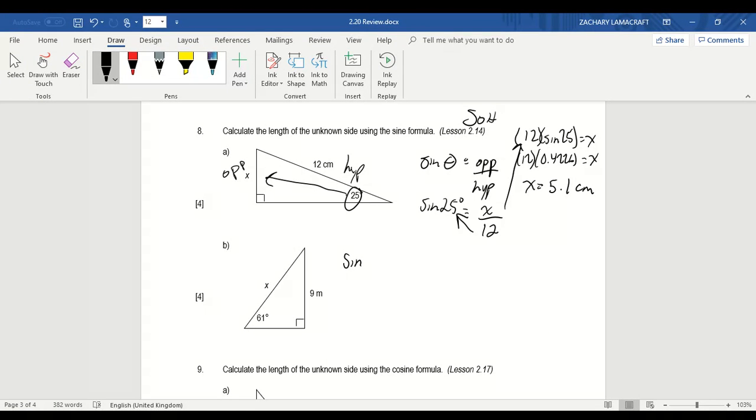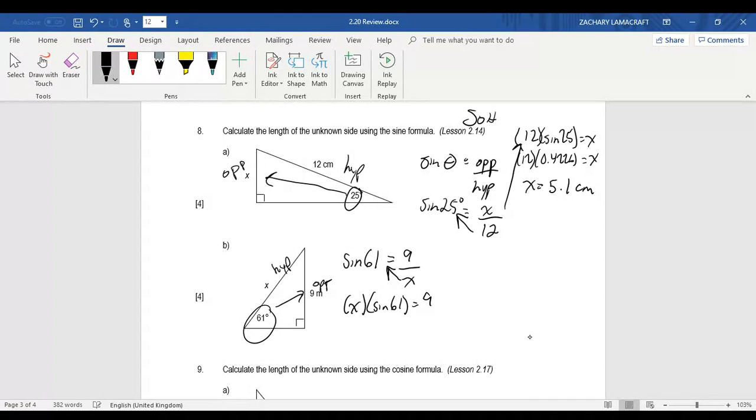Okay. If I do it on the other side, it's going to be slightly tougher. I'm just going to fill this in right away. So sine theta equals opposite over hypotenuse. I know this is my angle, so it'd be 61. This being our opposite, this being our hypotenuse. So we know my opposite is 9 and my hypotenuse is x. We need to bring that x over, so it'd be x times sine 61 equals 9.